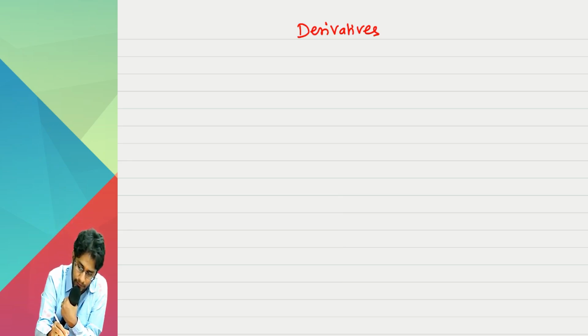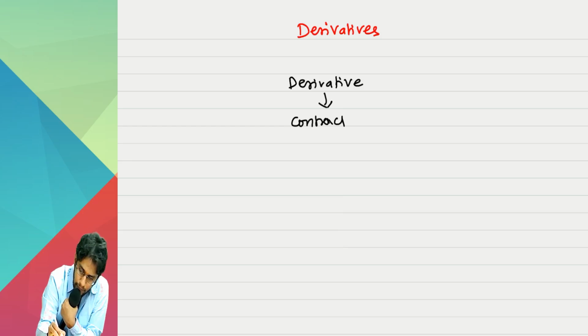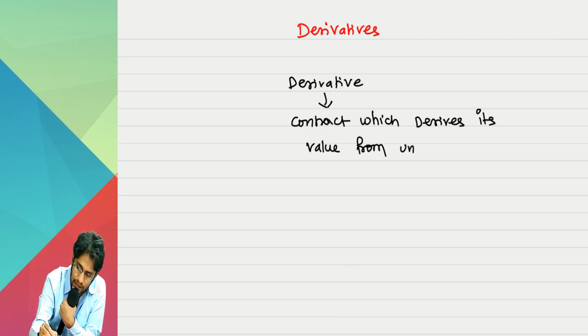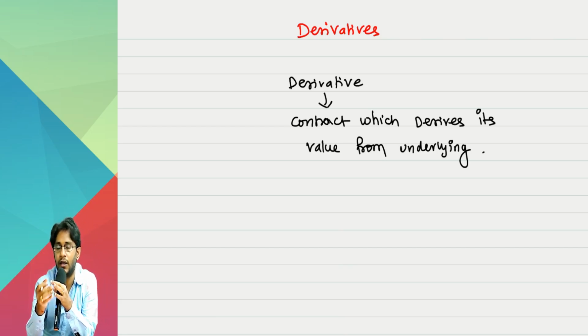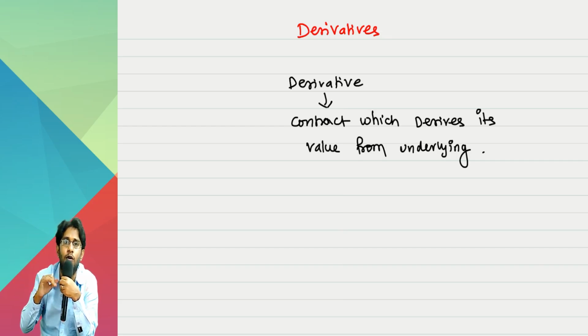Sir, look at the term. The term derivative means it is a contract which derives its value from something else. That something else is called the underlying, or underlying asset rather. So there is a contract, and the contract's value depends on the value of something else. So the contract's value is not based on its own performance.